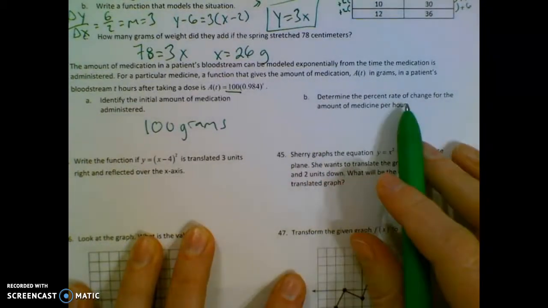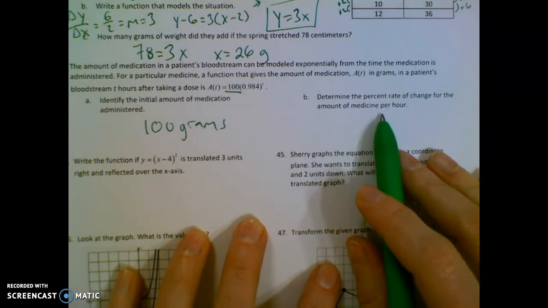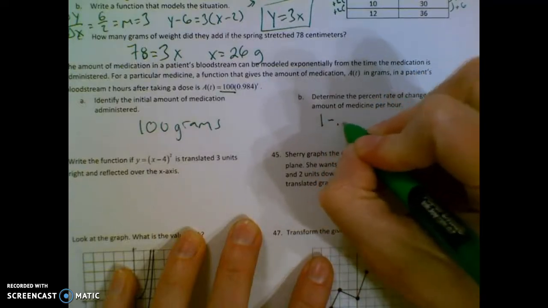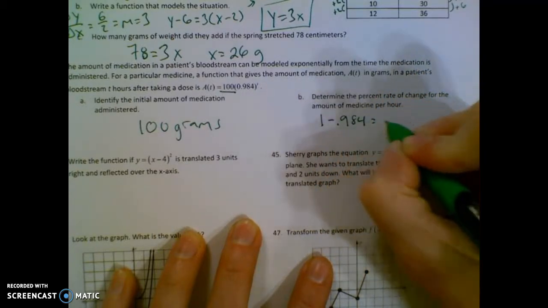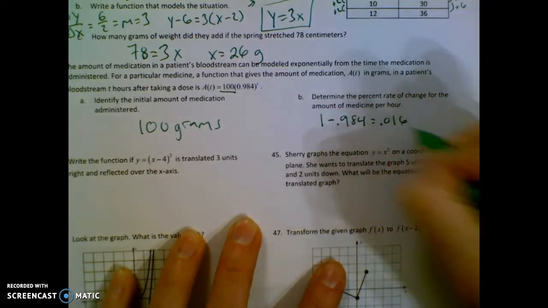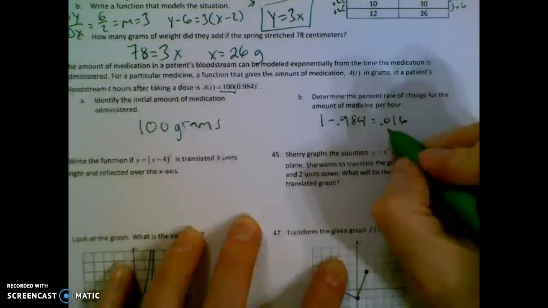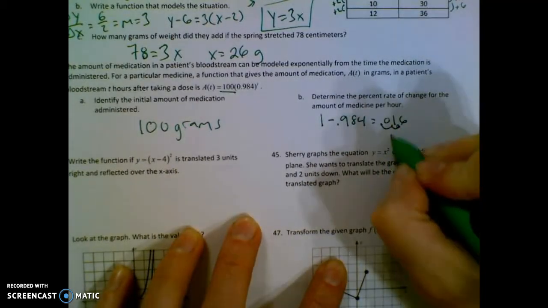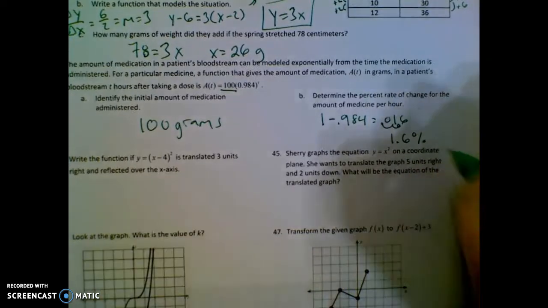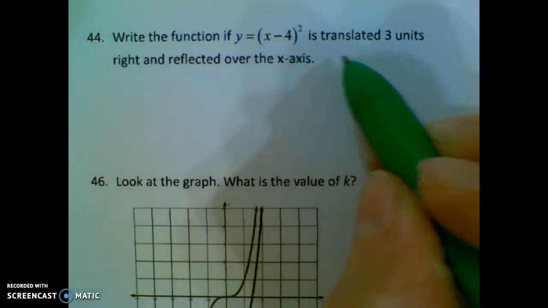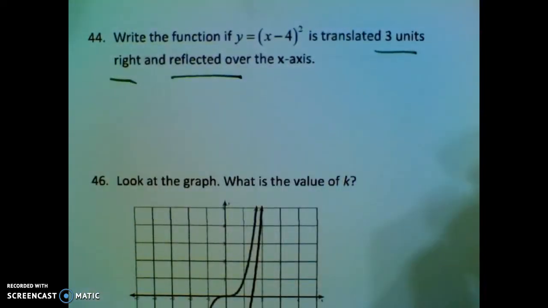B says determine the rate of change for the amount of medicine per hour. Well, I know it's going to be a decrease because it's less than 1. So just subtract 1 minus 0.984. That's going to give you 0.016. That's the difference. That's how much it's subtracting. But I want the percent, so just move this over 2 place values, so 1.6%.